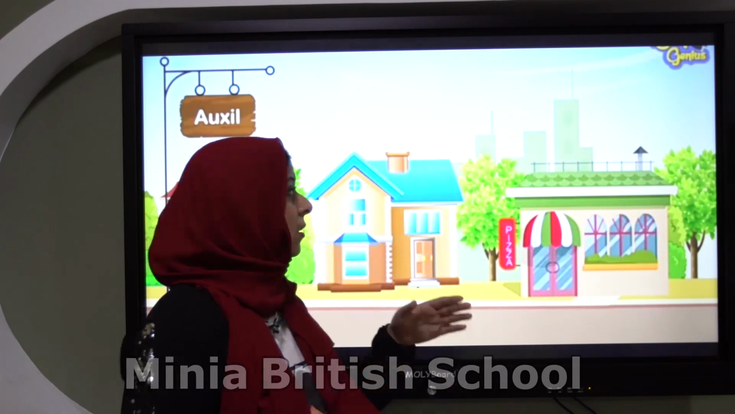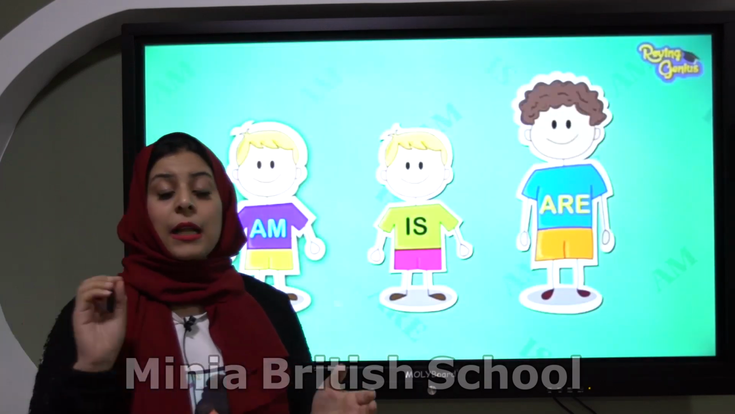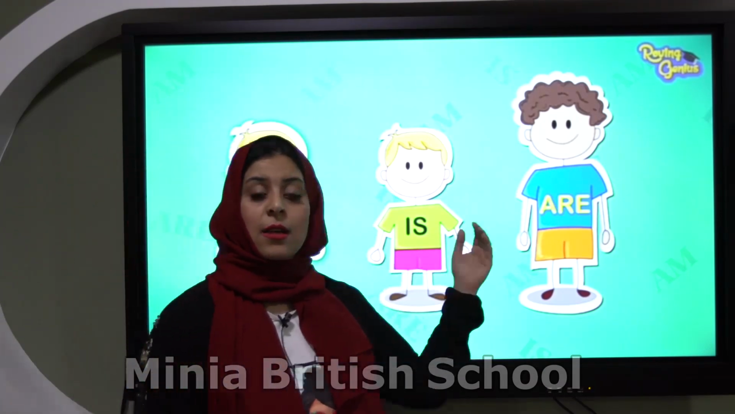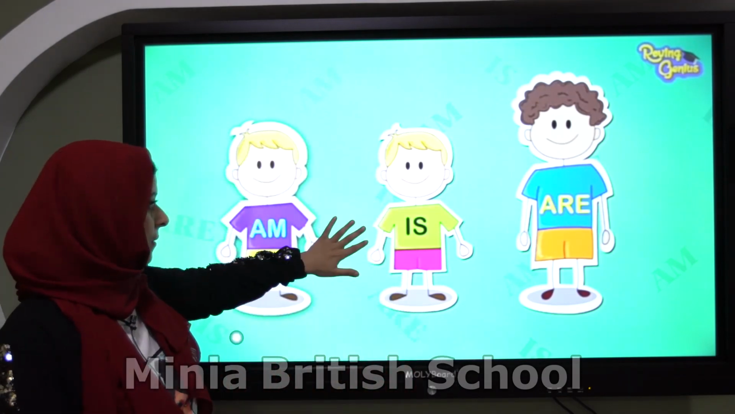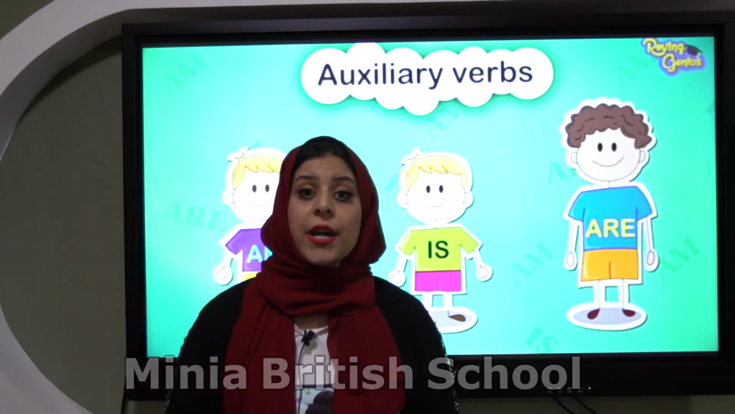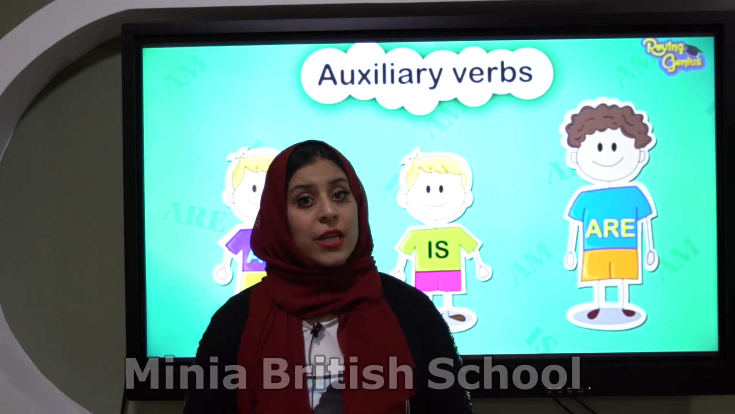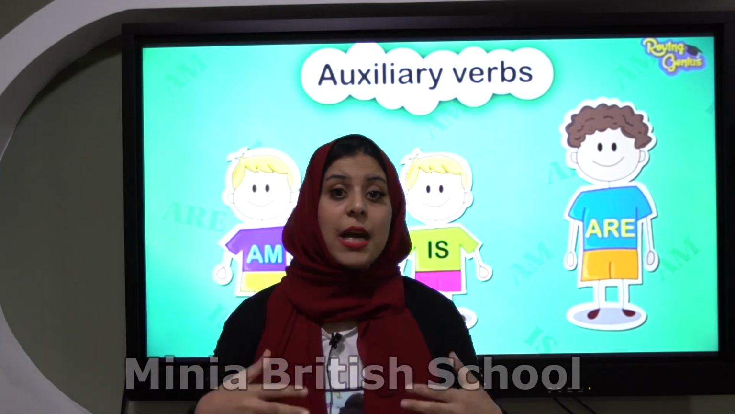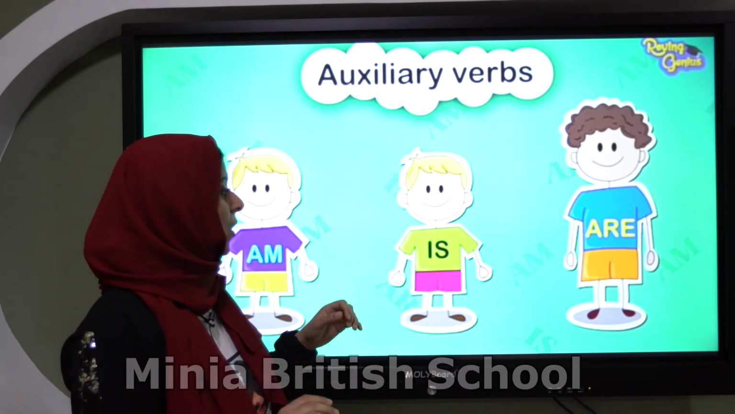Once upon a time, in a town called Auxel, lived three brothers. Am, is, are. There are three brothers. They were called auxiliary verbs. Why were they called auxiliary verbs? They used to tell information about things in present tense. Okay, Jack?